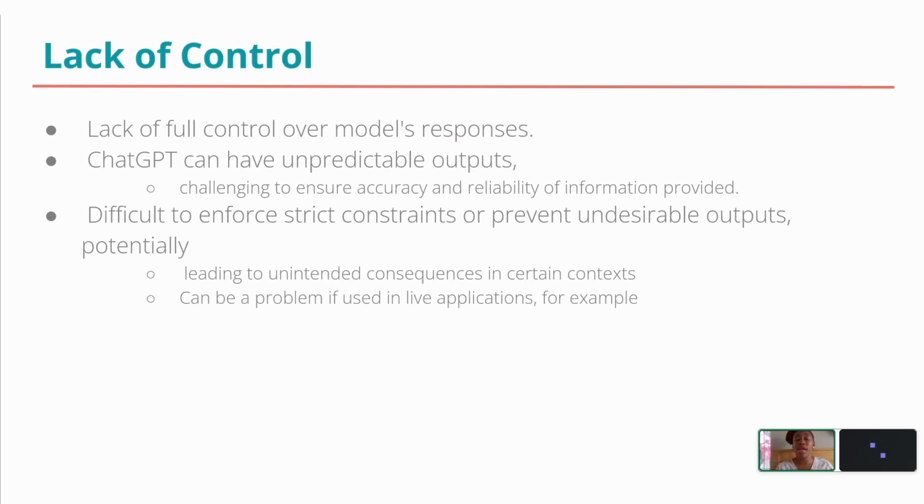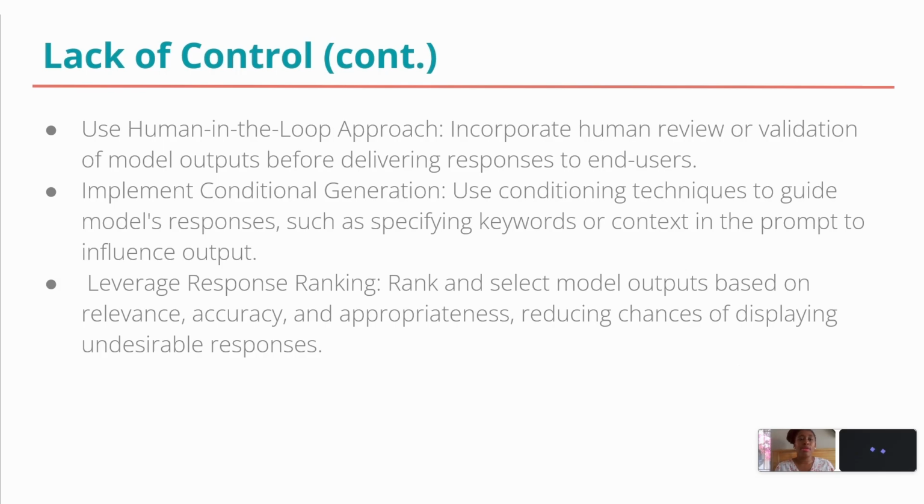So let's say you're using the ChatGPT API as the basis of your chatbot, and you might not be able to control the answer that your users are actually going to get. To help limit that, you have to use a human in the loop approach, where you incorporate human reviews and validations of model outputs before delivering answers to the end users. This is not really feasible with a chatbot, but you can at least decide that at a certain point we review a few of the answers to see if the model is still doing right, or we can get feedback from the users, where we ask if the answers were okay, and then the answers that are flagged as not okay, we can look at later.